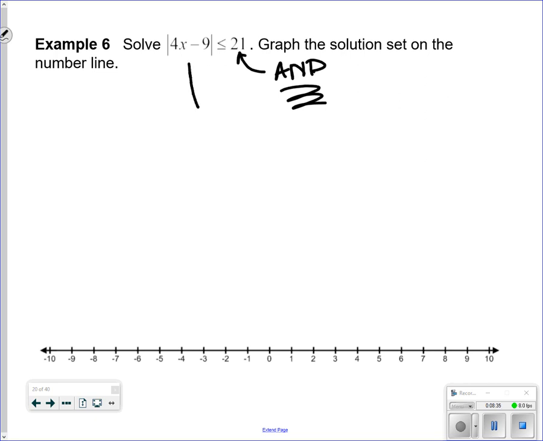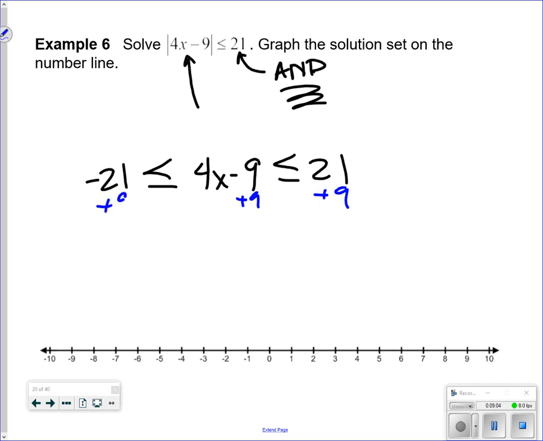So now, whatever is inside the absolute value must be both less than 21 and greater than negative 21. So notice the 4x minus 9 is between 21 and negative 21. Look at that carefully. Make sure that makes sense. Anytime you have an and situation, you are between 2 values. Solve. So I'm going to add 9 to everything. Divide by 4. You're going to divide by 4 to everything.